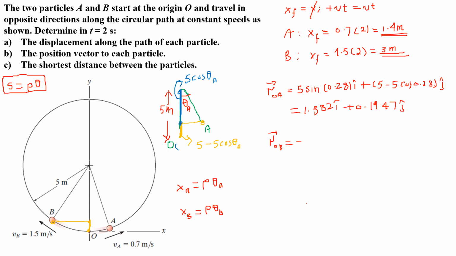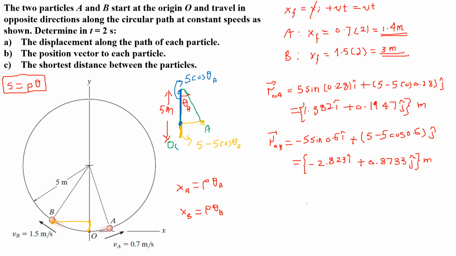Okay, so our OB now is simply minus 5 sine 0.6 i hat, plus now 5 minus 5 cos 0.6 j hat. Now if you do this, I found the position vector negative 2.823 i hat plus 0.8733 j hat. And now that's the position vector for OB. Of course, here we can add the units in meter, and this as well also in meter. Okay, so that answers part B.